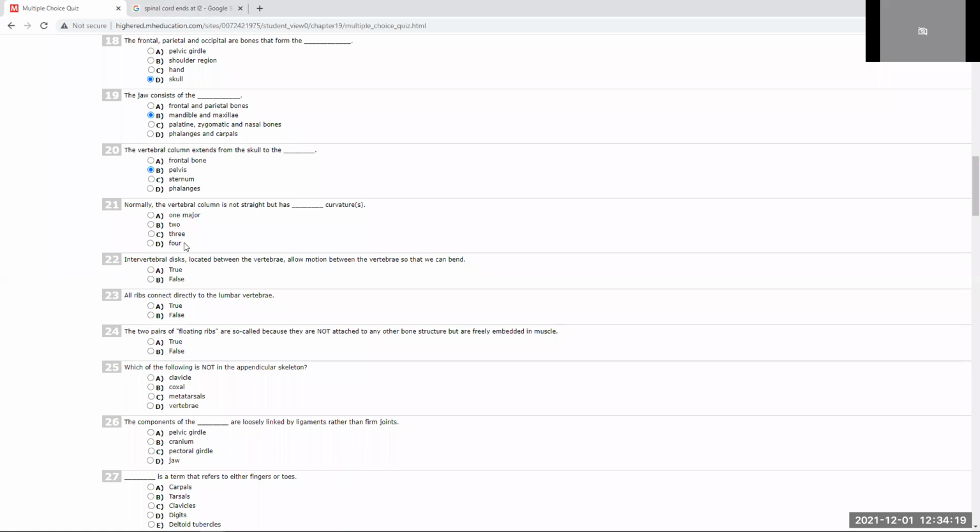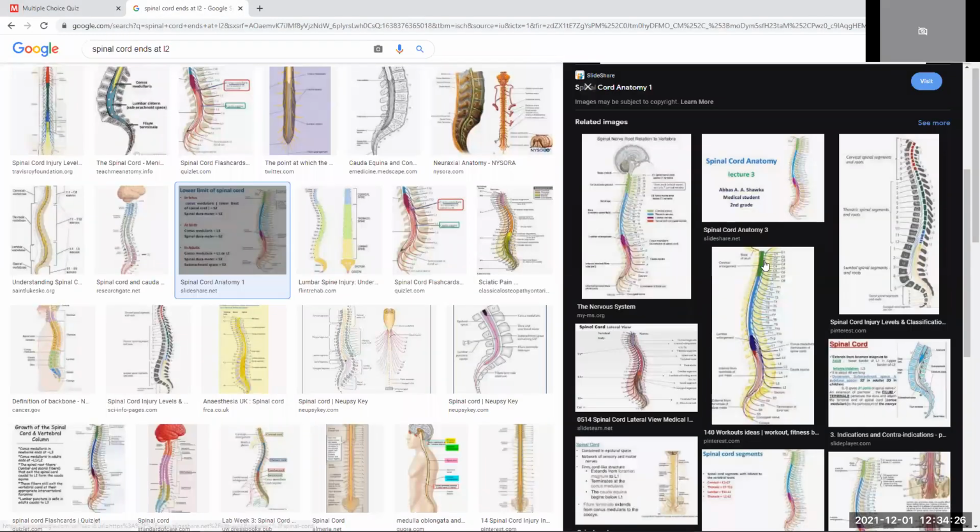Let's go forward. Normally the vertebral column is not straight, but has how many curvatures? We didn't mention this. How many curves does it have? 1, 2, is it 3? Could you say 1, 2, 3?